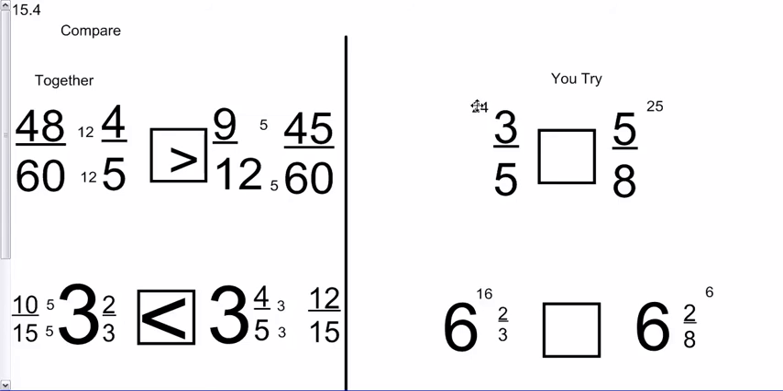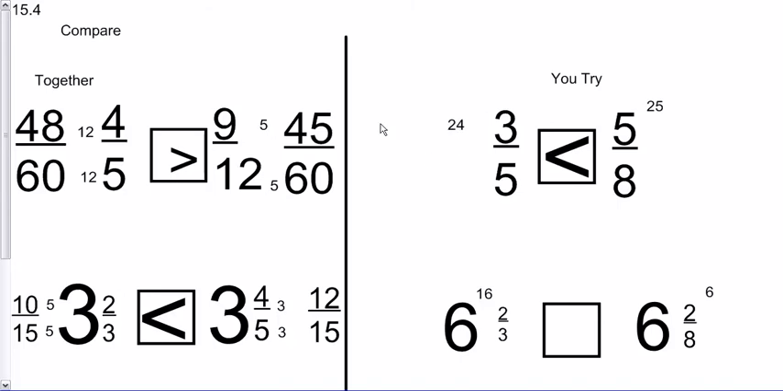8 times 3 is 24. Well, is 24 less than, greater than, or equal to 25? It is less than, so I know that 3/5 is less than 5/8. Because all I did was find my LCD, which was 40.